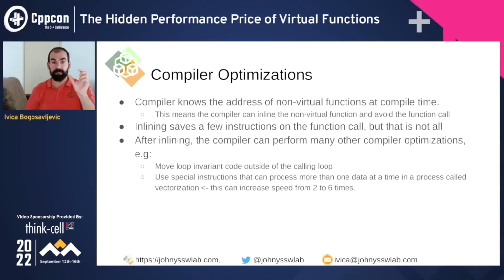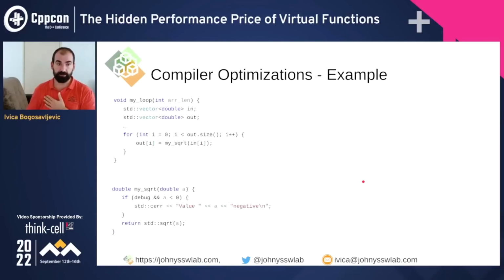For example, it can use vectorization to process 4 integers in one instruction, and this can typically increase speed from 2 to 6 times. But this is all possible only if the compiler can inline the function. If it cannot, then these compiler optimizations are not possible.